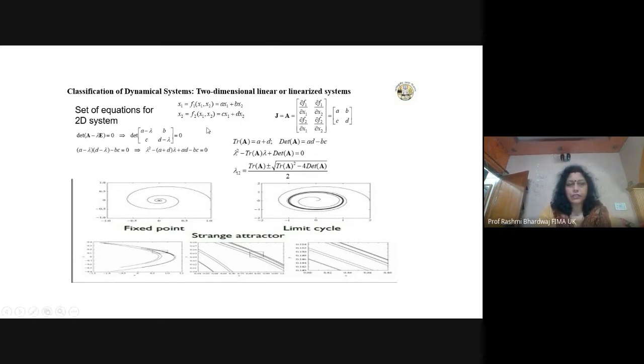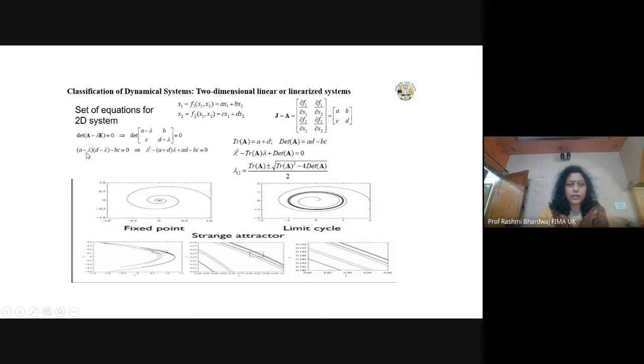Now if we are writing the Jacobian of this system, the Jacobian is del f1 by del x1, del f1 by del x2, del f2 by del x1, and del f2 by del x2. So if we take del f1 by del x1, it is A, B, C, D. So this is the Jacobian. If we write its characteristic equation, it is A minus lambda, B, C, D minus lambda equal to 0. So the determinant of this matrix is 0.